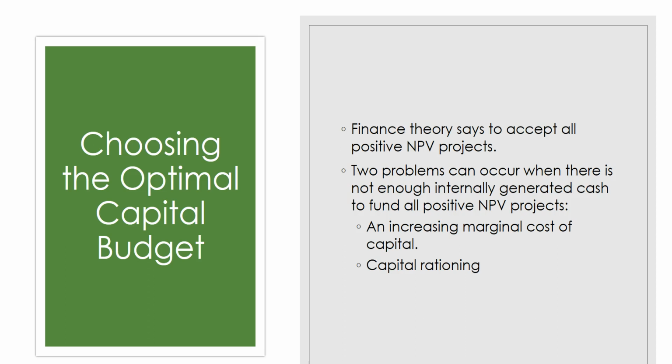So finance theory says that we should accept all positive net present value projects. There can be several problems when we don't have enough internally generated cash. We could face capital rationing, and we can face an increased cost of capital. So we exhaust all of our cheap funding, want to raise additional capital, and that comes at a higher rate.